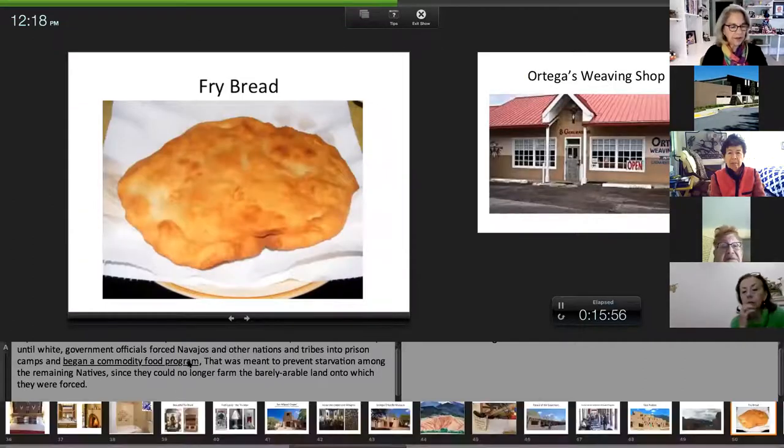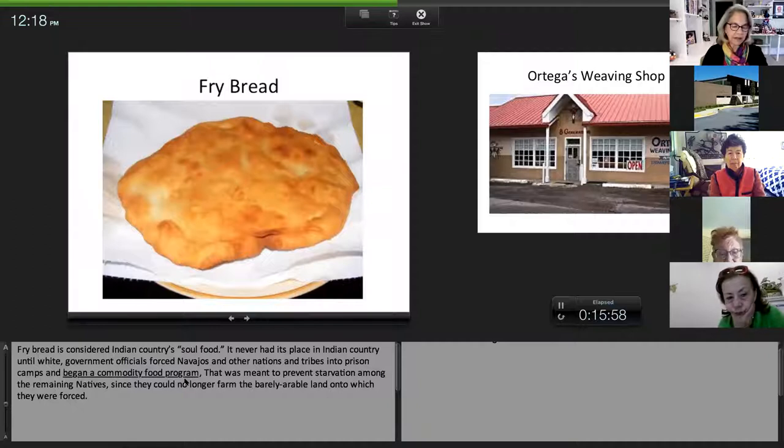And Victoria insisted that we try the fry bread. Fry bread is kind of like the Indian culture's soul food. It originally never had its place within the Navajo tribes, but once the nations and tribes were put into prison camps, they had to start on a commodity food program. There was a lot of starvation. And so the Navajos came up with this idea to have fry bread.